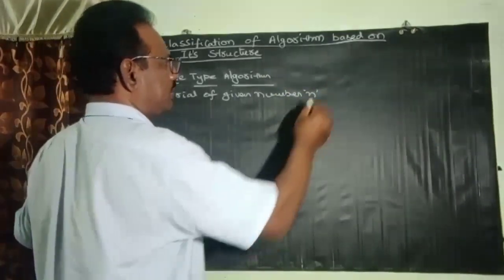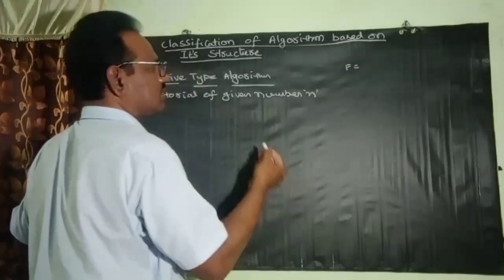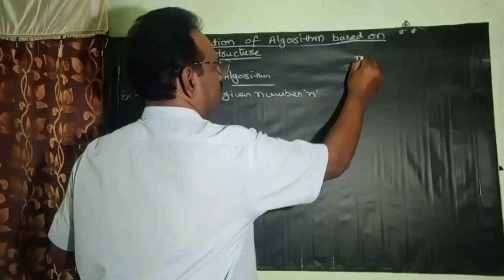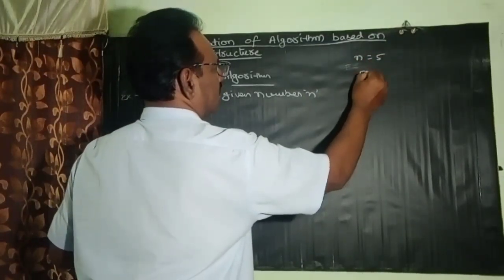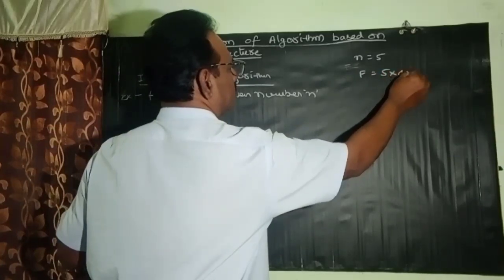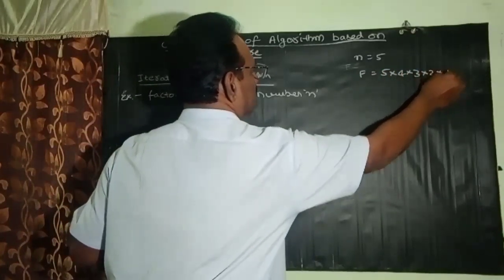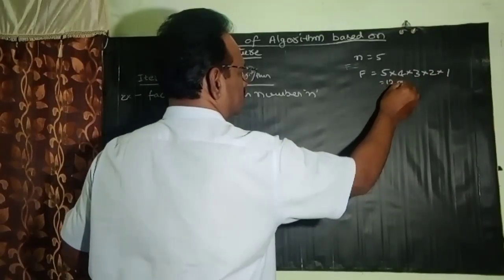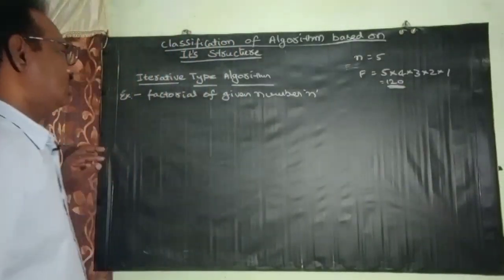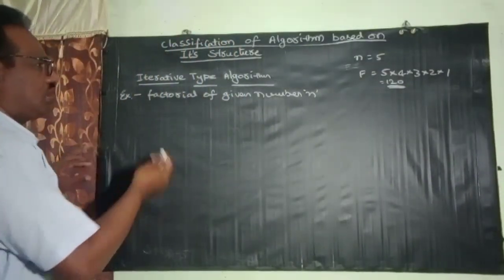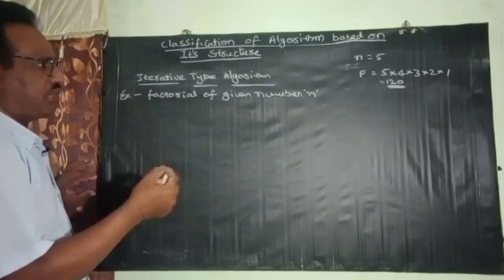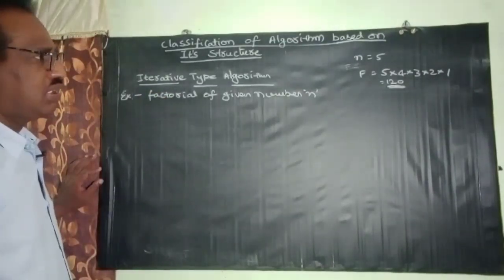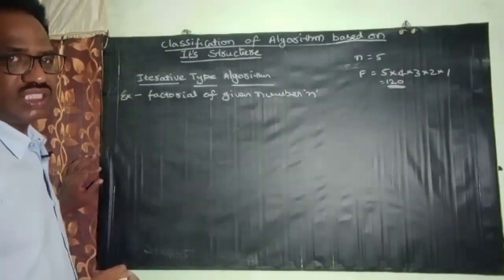What is meant by factorial? Factorial is the multiplication of n numbers. Suppose n is given as 5. Then I have to calculate f equal to 5 into 4 into 3 into 2 into 1, that is 20, 60, 120. This is the solution. So I am taking the n value from the user, applying multiplication, and I am going to print that as an output.